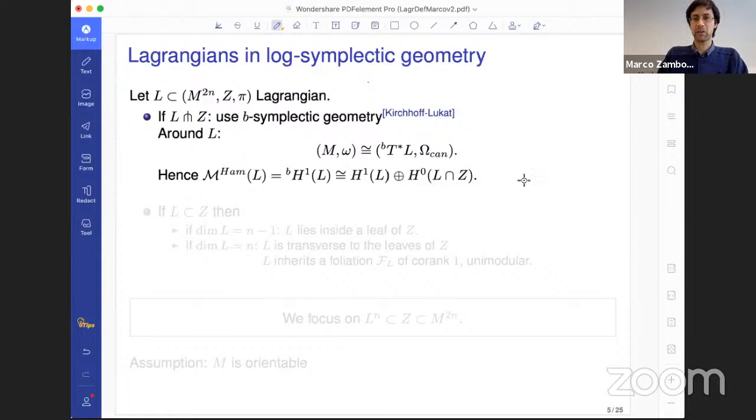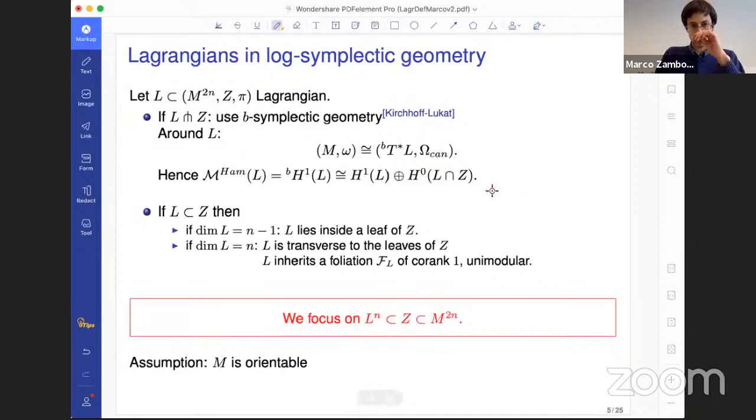So we decided to look at the opposite extreme, namely the one where the Lagrangian is contained inside the singular locus. And the most interesting case there, if the Lagrangian is half dimensional, if there's dimension n, then it has to satisfy this. So it has to be transverse to the leaves in the singular locus. And because of this transverse intersection, it inherits a foliation, which is co-rank one, and which is actually defined by a closed one form on L. So from now on, I will assume this. So the Lagrangian is always inside the singular locus. And for simplicity, I will assume that M is orientable.